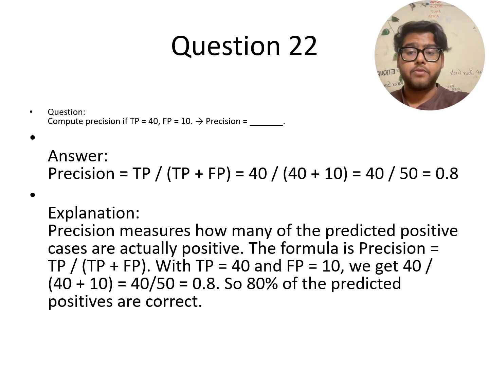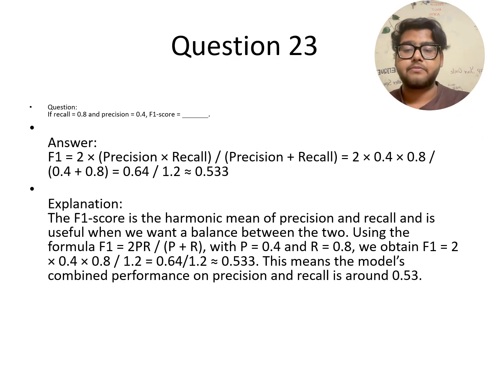Question number 22. Compute precision if TP is equal to 40, FP is equal to 10. So the formula for precision is TP upon TP plus FP, equal to 40 upon 40 plus 10. After calculating we will get 0.8. Precision measures how many of the predicted positive cases are actually positive. So the answer will be 0.8.